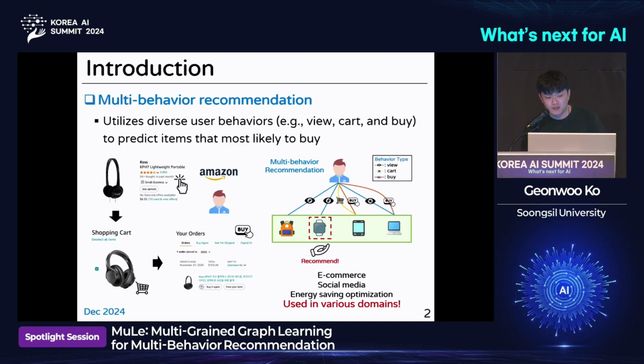In e-commerce, users exhibit multiple behaviors such as viewing items, adding to cart, and buying. Multi-behavior recommendation systems utilize diverse user behaviors to predict the items that the user is likely to buy. In this case, view and cart are auxiliary behaviors and buy is the target behavior. This approach is widely applied across various domains, including e-commerce and energy optimization.